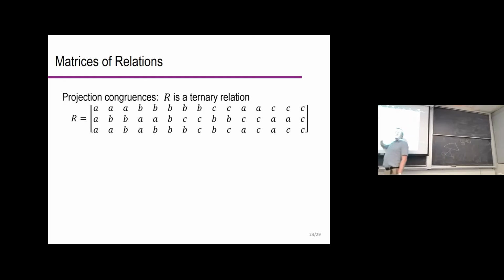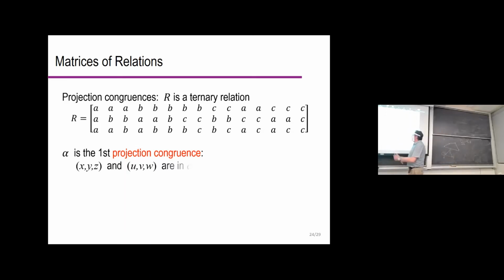So, projection congruence. Suppose I have a relation. Suppose it's ternary. Well, why not? 3 is a good number. So let me define two equivalence relations here. They have to be equivalence relations because, suppose that I have a relation that has a Maltsev polymorphism. Then I can define two relations, and I can prove using that Maltsev polymorphism that they must be equivalence relations. So the first of them is the first projection congruence.